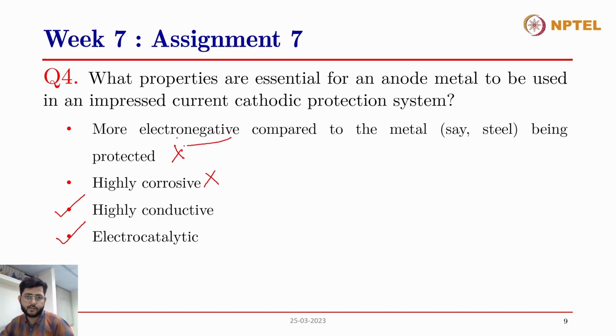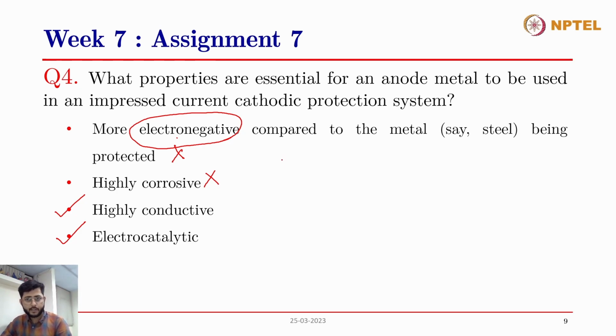If the anode is more electronegative, it will have an affinity for accepting or drawing electrons from the system, as mentioned. If the anode metal draws the electrons from the system, then it will get reduced. So that will become the cathode, while the steel reinforcement on the other side will become the anode and it will get corroded. So it will be of no use.